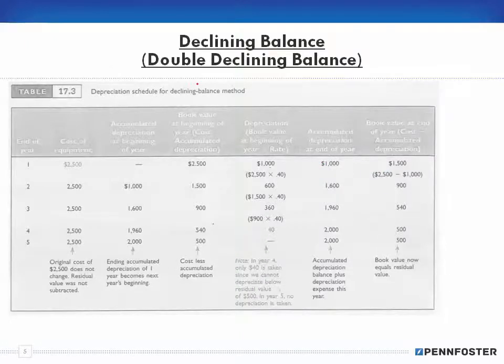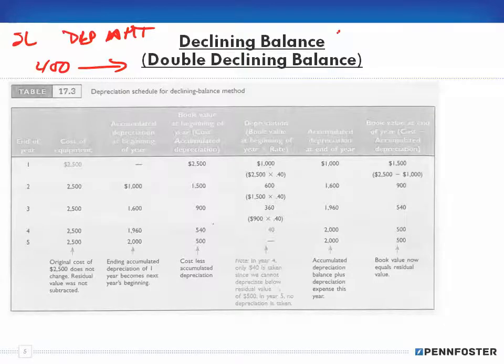The point behind using this declining balance method is that when we use straight line, we calculate a depreciation amount, and whatever that amount was, let's say $400, it was going to stay the same for the useful life of the asset.